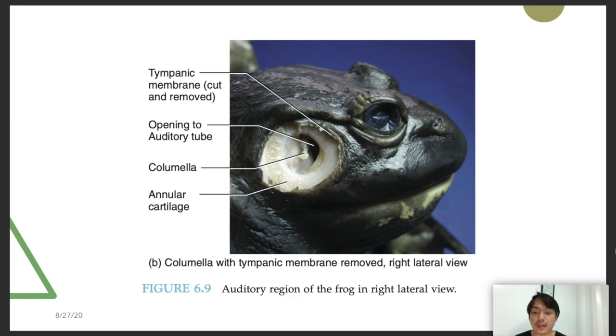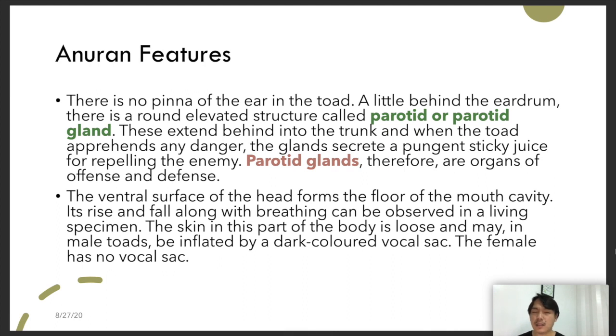A little behind the eardrum is an elevated structure we call the parotid glands. These extend behind into the trunk, and when the toad apprehends any danger, it will release the glands' secretion when facing harm. This is a pungent, sticky juice for repelling the enemy. Parotid glands are therefore organs for defense and offense.